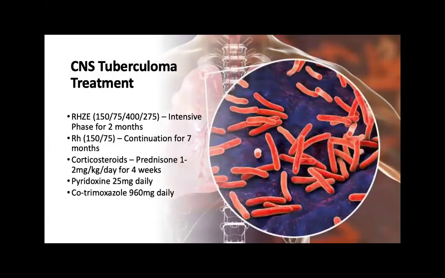The treatment for CNS tuberculoma is RIPE, which is rifampicin, isoniazid, ethambutol, and pyrazinamide for 2 months, followed by Rifinah, which is rifampicin and isoniazid, for 7 months. Adjuncts to this therapy are high-dose corticosteroids for 4 weeks, which are then tapered off over a course of 2 weeks and then stopped, as well as pyridoxine and Bactrim at 960 milligrams daily.